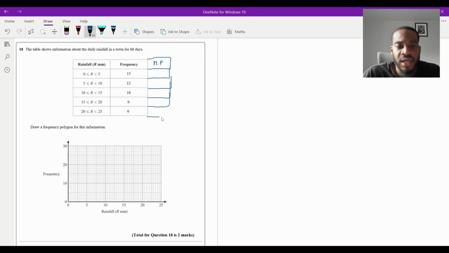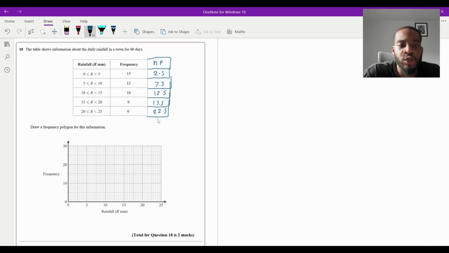So with that being said, all you're going to do is say, okay, we'll find the midpoint of 0 and 5, which is just 2.5. To find the midpoint of any two numbers, you just add the numbers together and then halve it. So between 5 and 10 is 7.5. Again, 5 plus 10 is 15. Half of that is 7.5. And then that will be 12.5. And then this one will be 17.5, and then that would be 22.5.